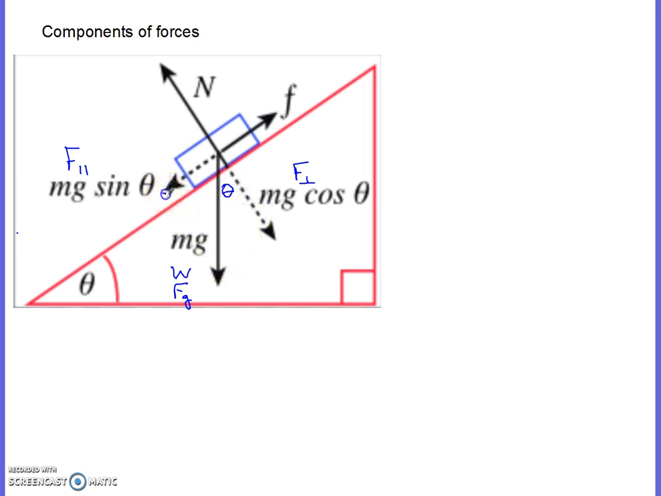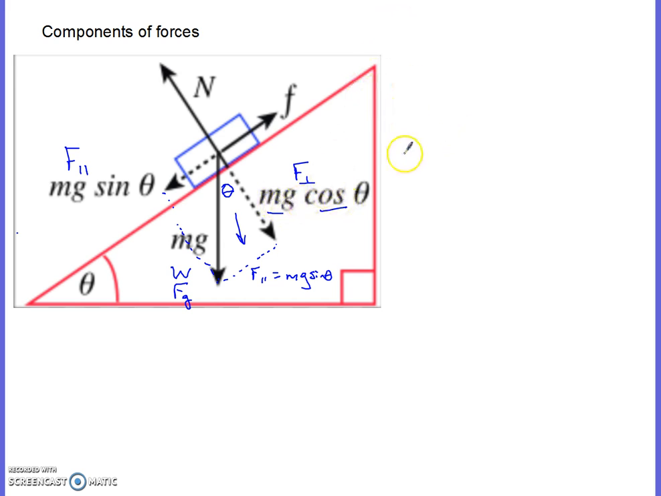And so if you look at the rectangle that the components make, this side of the rectangle is equal to the parallel component. Since it's the opposite side of that triangle, opposite the angle, it is equal to the hypotenuse, which is mg, times the sine of the angle. So that's where we get mg sine theta. And this side, the perpendicular component, is the adjacent side, and so it is equal to the hypotenuse times the cosine of the angle, or mg cosine theta.